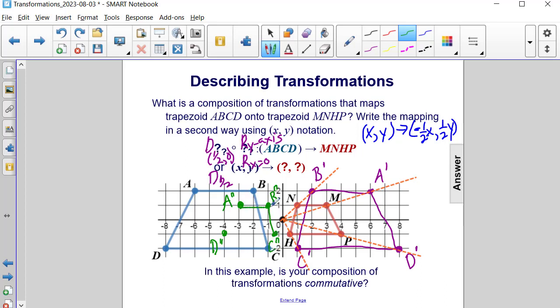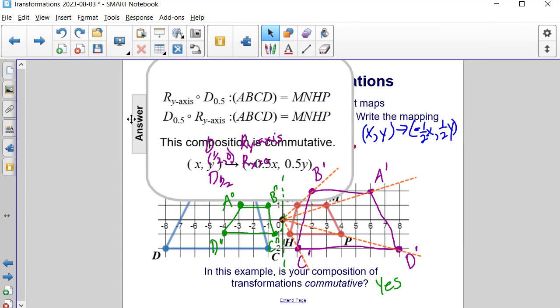So if I have this trapezoid and then I reflect it about the y-axis, does it still land on trapezoid MNHP? And yes, it does. You can clearly see, if we draw the line of reflection in here, that you can do the reduction or the dilation with a scale factor of 1/2 first, and then reflect it across the y-axis second and still get the same value. So the answer to this one is yes.